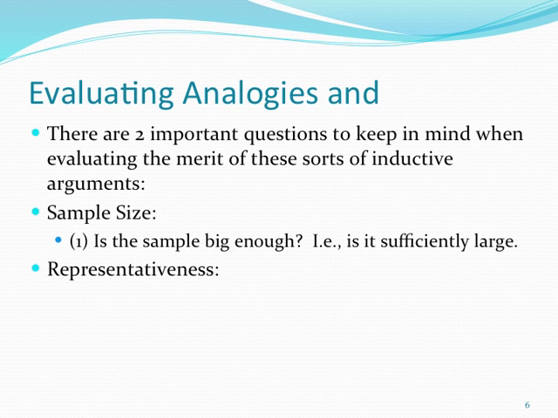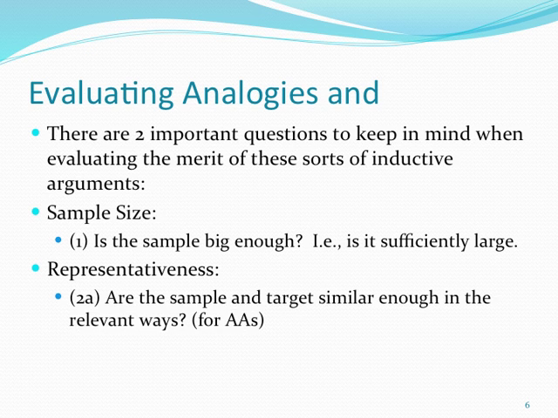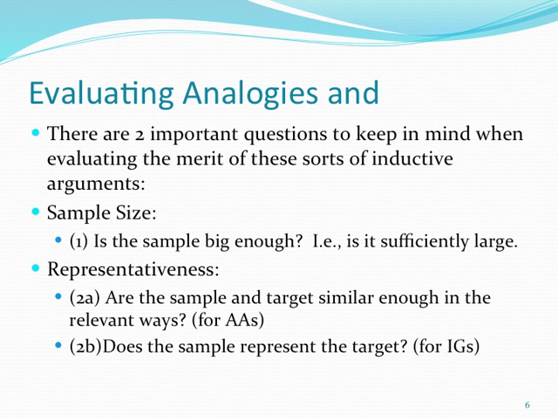And the second thing you're looking out for is representation, or this long word, representativeness. See, it's so long I can't even say it. But it's about representation. You want the sample to represent the target. And the way we think about representation is a little bit different for analogies than it is for generalizations. So when you think about representativeness, if you're looking at an analogy, ask yourself this question: are the sample and target similar enough in the relevant ways? And if it's a generalization, just ask, does the sample represent the target? So AA there stands for argument by analogy, and IG stands for inductive generalization.